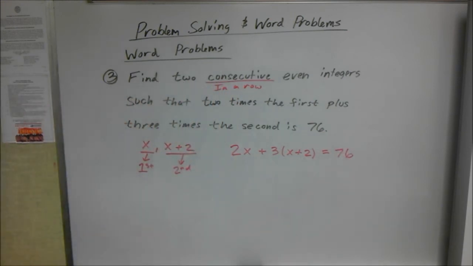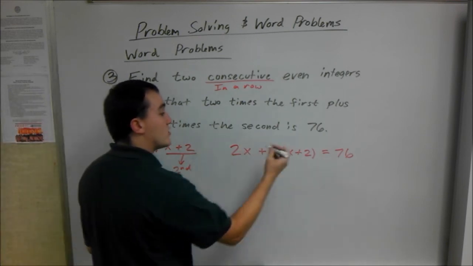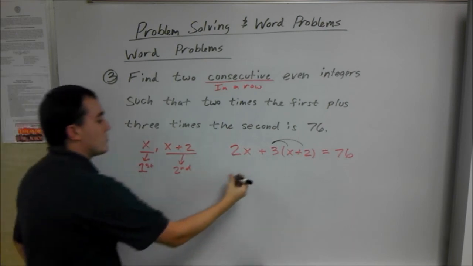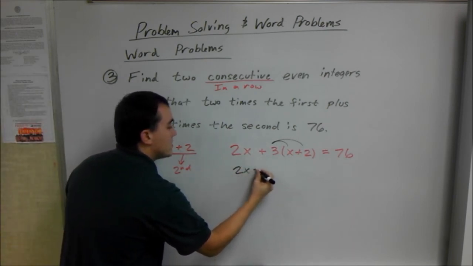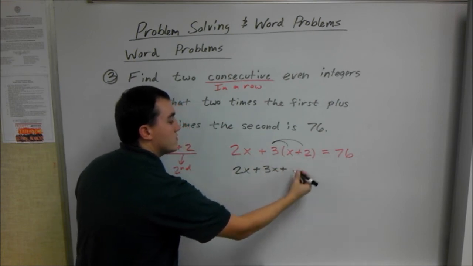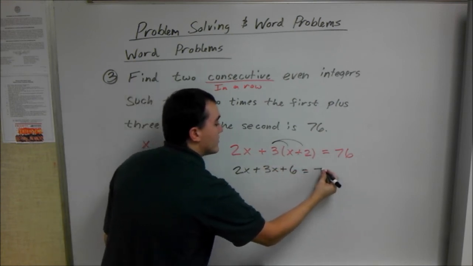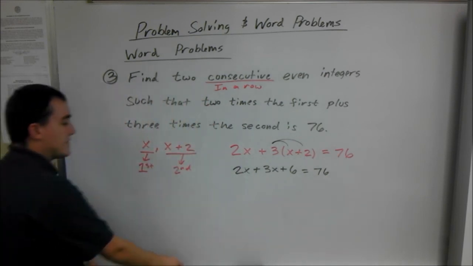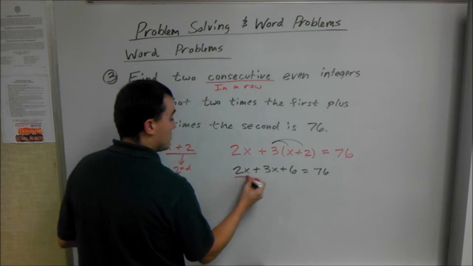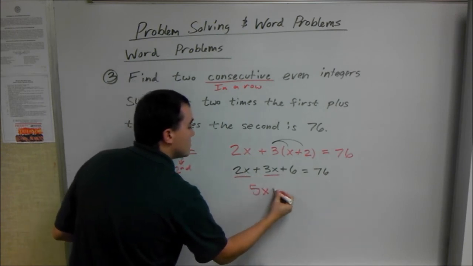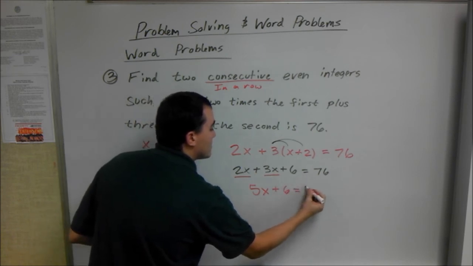So now we have an equation to solve. First thing we always do when solving an equation is distribute, if we can. So that's going to go to both. So we get 2x plus 3x plus 3 times 2, 6 equals 76. Add like terms. That's 5x plus 6 equals 76.